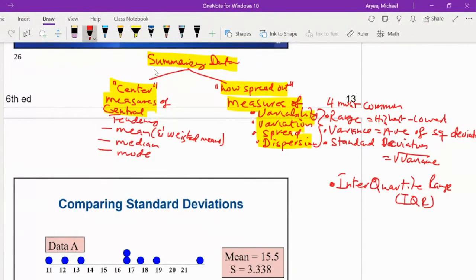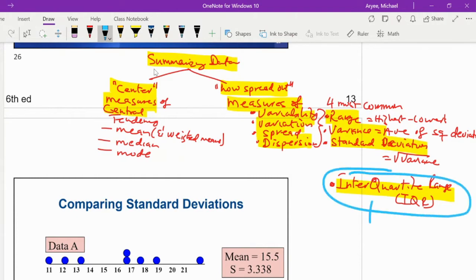We haven't spoken about this one, but we've done the standard deviation and the range. We will be looking at the interquartile range on Monday.